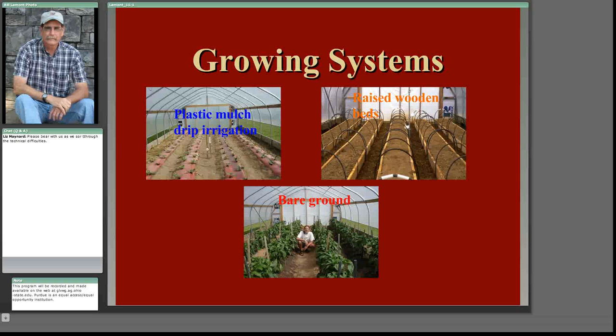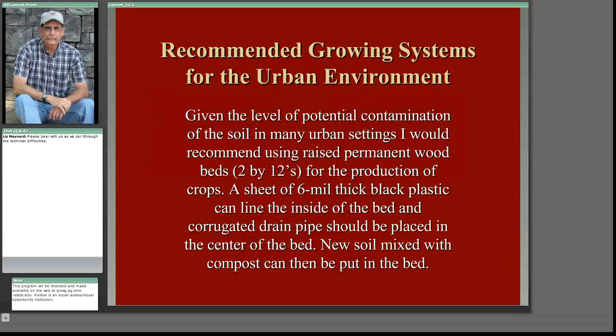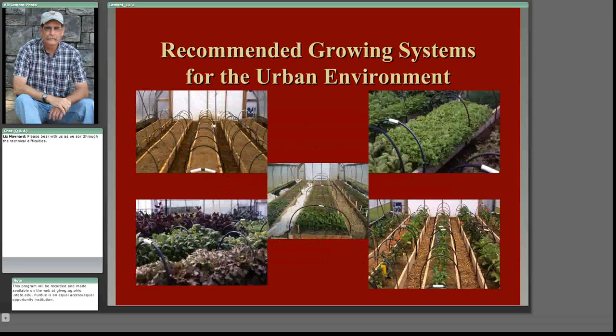And you can see in the upper right that we put hoops over it and then put a row cover. So we have row covers inside the tunnels there. And like I said, I use raised beds in the urban area because of the quality of the soil. And that works real well. And we use soil and compost, mix it in, make a real nice bed, nice growing. And that just shows you.